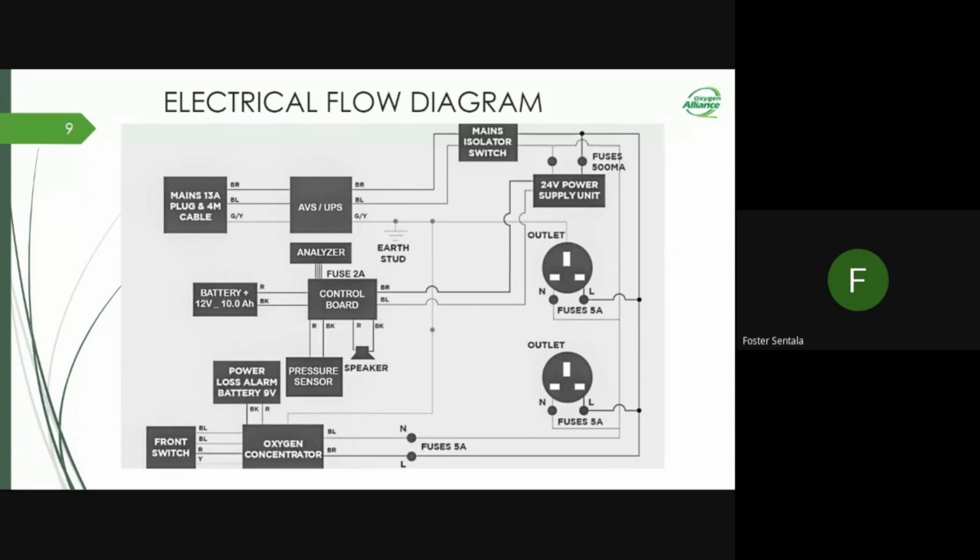Below this diagram, there is an oxygen concentrator, which is tapping directly from the AVS or the UPS. And inside this concentrator, there's also a 9 volts battery. This battery is put there just to provide power to the alarms in cases whereby there's a power failure. So when there is no electricity supplying the oxygen concentrator, this battery supplies this voltage for the alarms to sound.